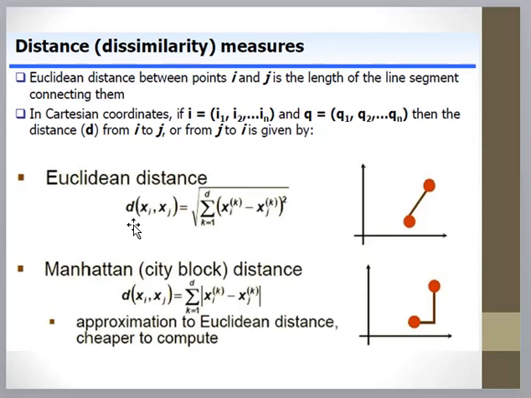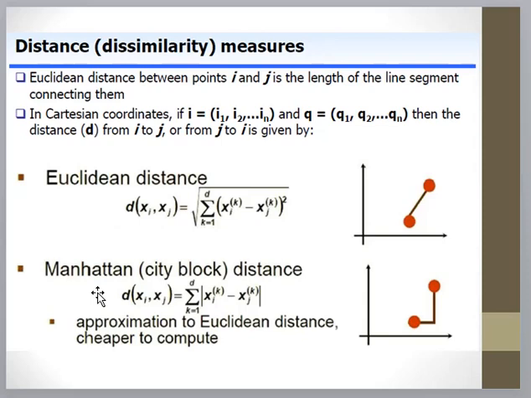Similar to Euclidean distance, another distance measure which we normally use to calculate the distance is the Manhattan distance, which is also known as the city block distance, right? And similar to Euclidean distance, we can use this formula in order to calculate the Manhattan distance between the two points, xi and xj here. So similarly, we will simply compute the summation, and this will give us the Manhattan distance.